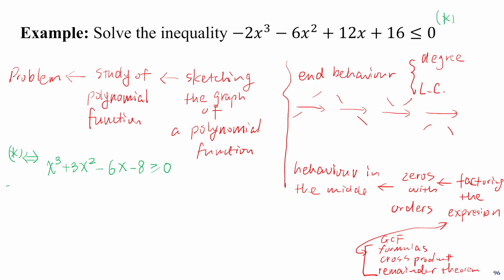Then we need to study the corresponding polynomial function y equals x cubed plus 3x squared minus 6x minus 8. Of course, if you can factorize that, you will have its behavior in the middle, because we already know its degree. The degree is just 3. Leading coefficient is 1, which is greater than 0. So its end behavior should look like this, right?